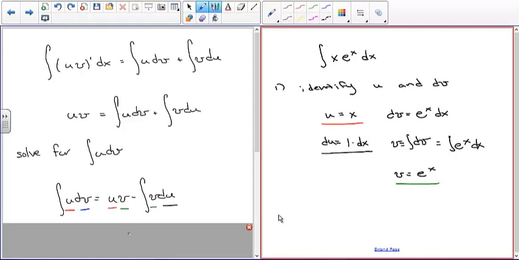So now that I have identified u and dv and then calculated du and v, I can say that the integral of x times e to the x dx is equal to u, which I have identified as x, times v, which I've calculated to be e to the x, minus the integral of v, which is e to the x, times du, which is just dx.